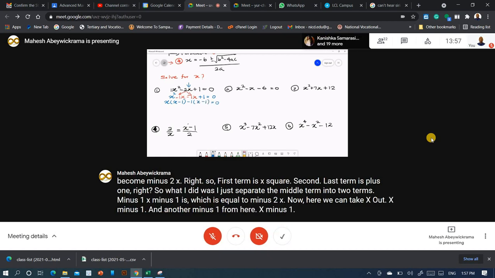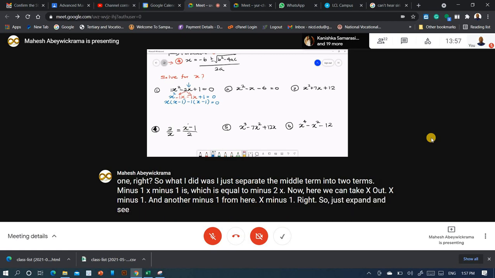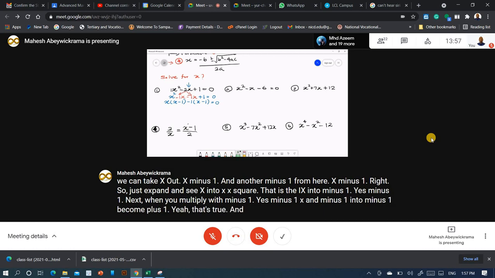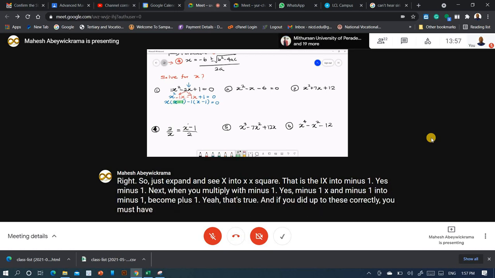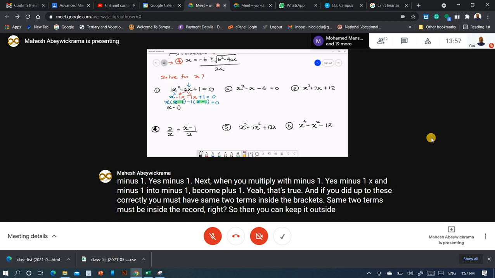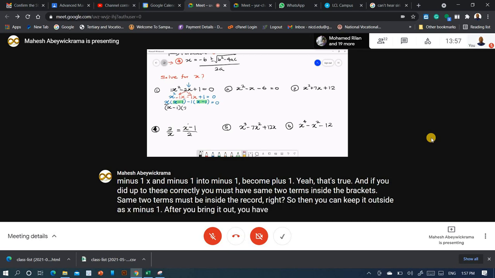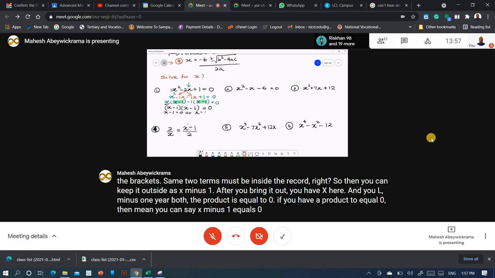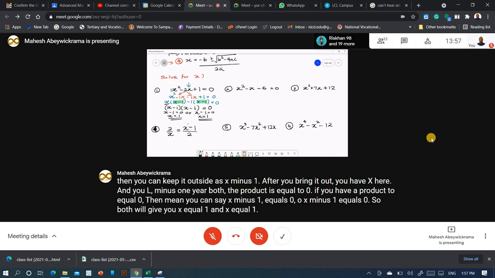So just expand and see: x into x square, yes, that is there. x into minus 1, yes, minus 1. Next, when you multiply with minus 1, yes, minus 1. Next, minus 1 into minus 1 becomes plus 1. Yeah, that's true. If you did it correctly up to this point, you must have the same two terms inside the bracket. Then you can keep it outside as x minus 1. After you bring it out, you have x here and minus 1 here. Both the product is equal to 0. If a product equals 0, that means x minus 1 equals 0 or x minus 1 equals 0. So both will give you x equals 1 and x equals 1. That's how we can do that.